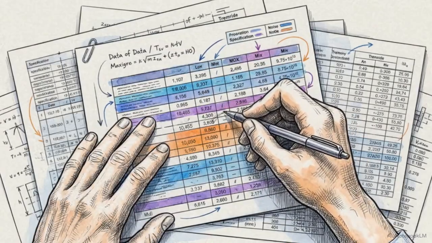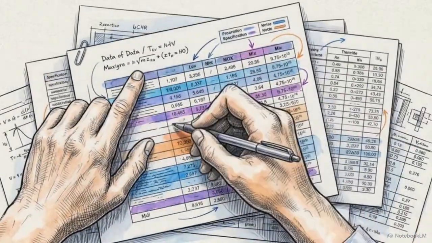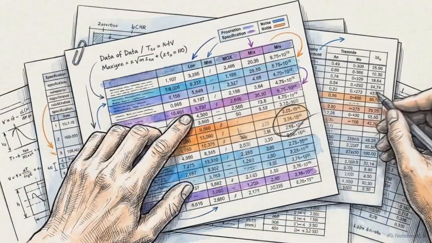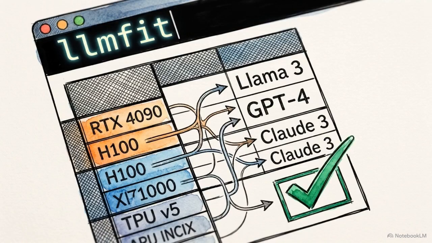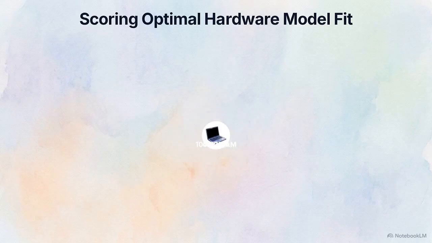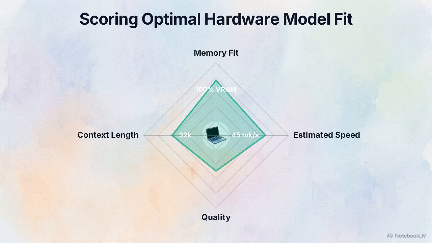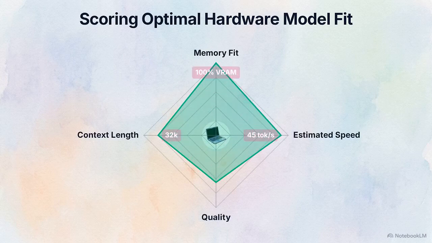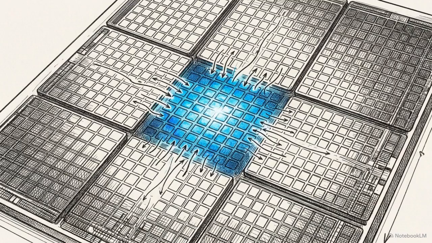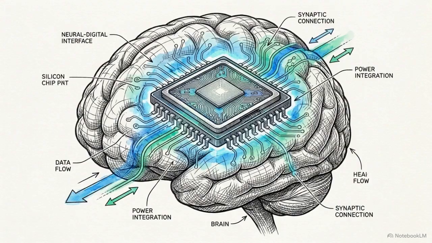Calculating this compromise across thousands of models is a nearly impossible task for a human developer to perform manually. The terminal tool llmfit handles this automatically. It acts as a matchmaker between specific hardware and the models available today. By detecting your local system specs, it scores models across 4 dimensions: memory fit, estimated speed, quality, and context length. It also accounts for advanced architectural differences, such as the active parameter footprint used by mixture of experts models. This shifts the process from frustrating trial and error to a precise hardware calculation.